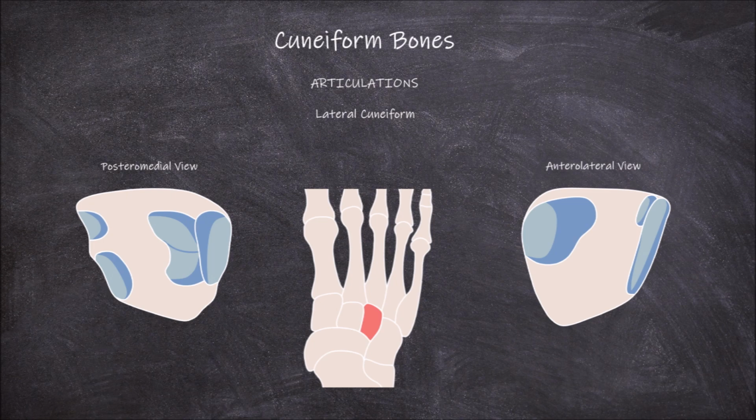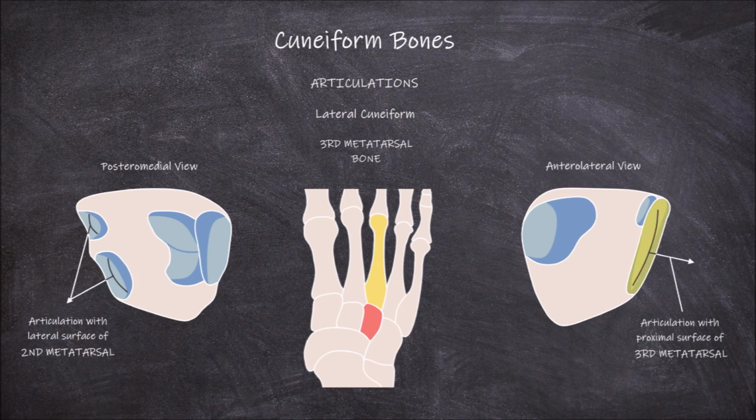This bone articulates with 6 other bones. The first articulation is with the second metatarsal bone. 2 small facets on the medial surface of this bone articulate with facets on the lateral surface of the base of the second metatarsal bone. The second articulation is with the third metatarsal bone. A facet on the anterior surface of this bone articulates with the proximal surface of the third metatarsal bone.